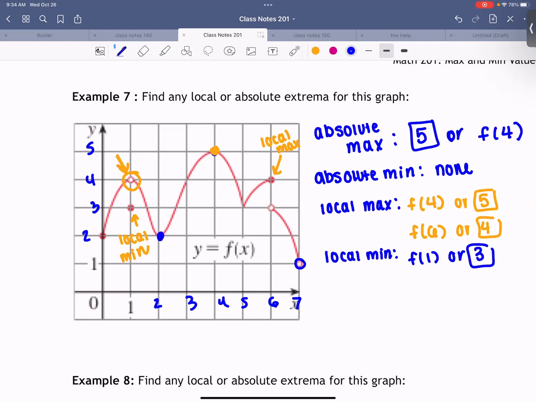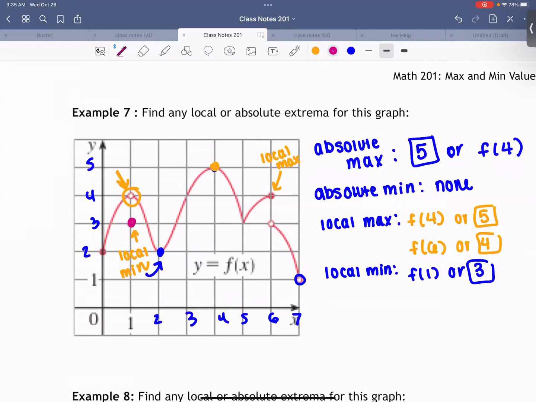x equals 2, y equals 2. This is also an example of a local min. Wouldn't that also be the absolute minimum? No. The absolute min is the lowest that the function can go. Now, this point's definitely lower than it too, right? But then this point's lower, and this point's lower, and this point's lower. So technically, the lowest place this function goes is like around there. But since there's an open endpoint, we don't have that point.